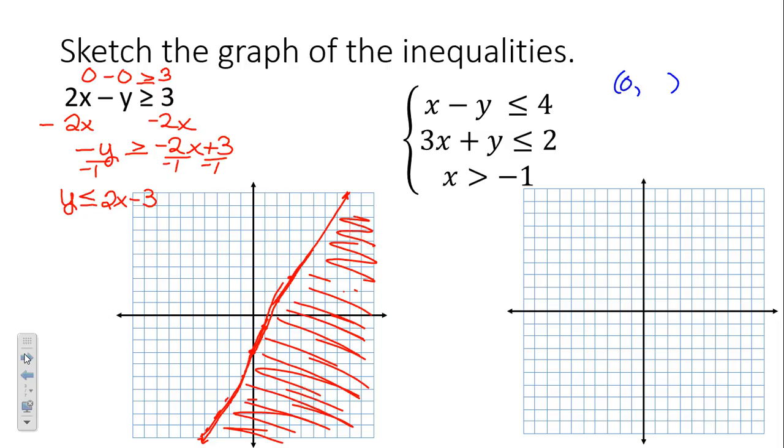Negative 4. Now I let y be 0. If y is 0, cover it up, and what's x? A positive 4. So I'm at 0 over 4 down, and I'm at 4 over 0 up, and I can draw my line. Do I want a solid line or a dashed line? Solid.